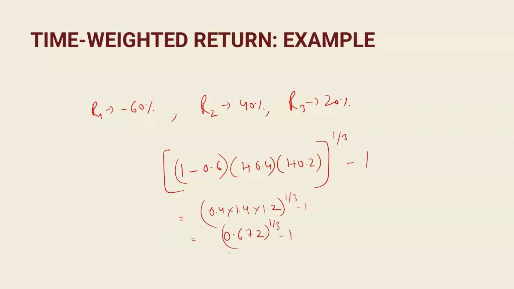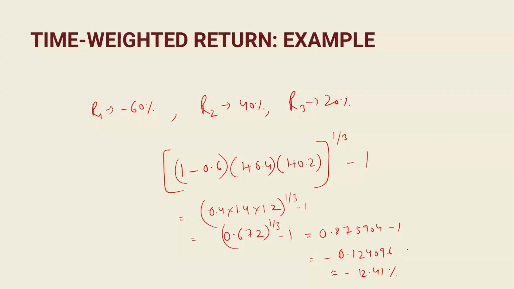0.672. Okay, and then as I told you, I will press y raised to the power x. Then instead of 0.333, I will press 3 and take 1 over x. So I press 3 and then I take 1 over x, which gives me 0.33 automatically, and then I press equal to. So I get 0.875904 minus 1, which is equal to negative 0.124096. So approximately negative 12.41%. That is your time weighted return.